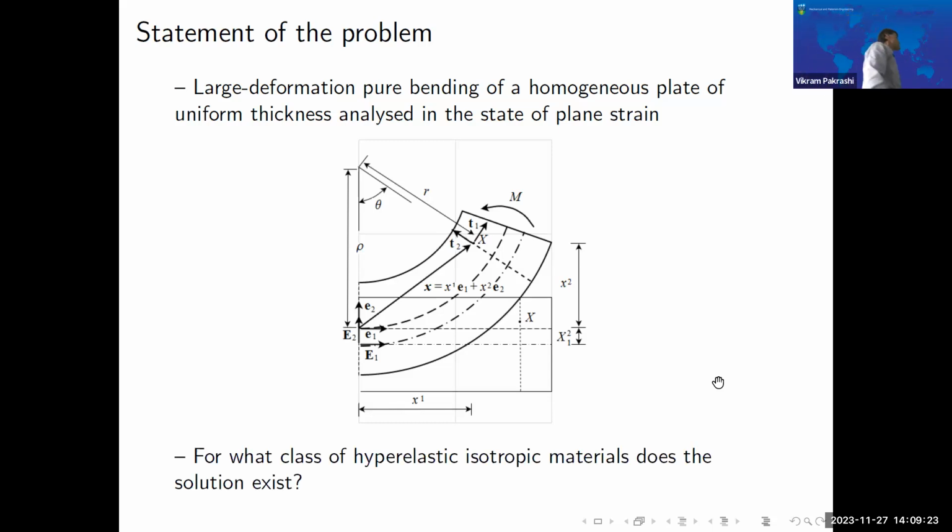So the question that we are posing to ourselves here is, for what class of hyperelastic isotropic materials does the solution to this problem exist? And when I say the solution, I mean some sort of an analytical solution.